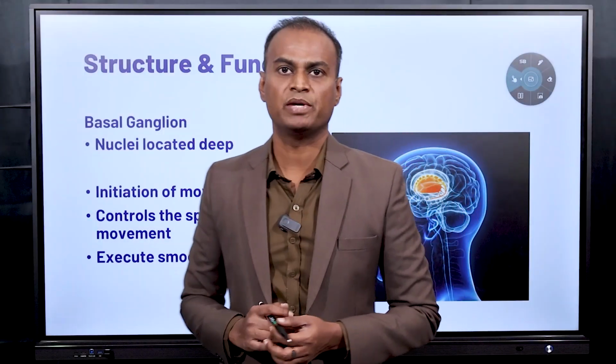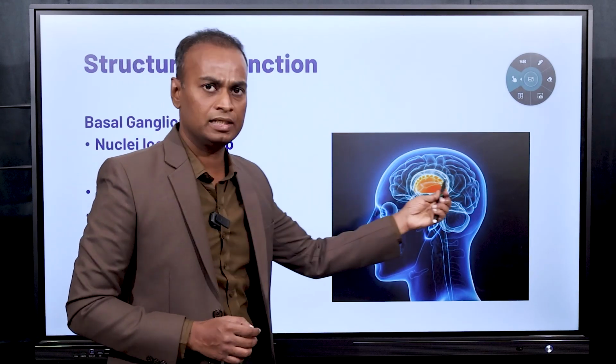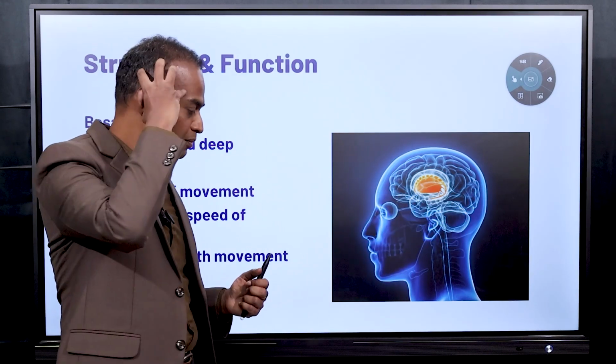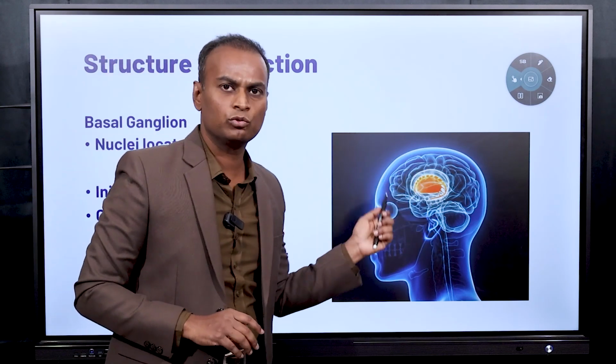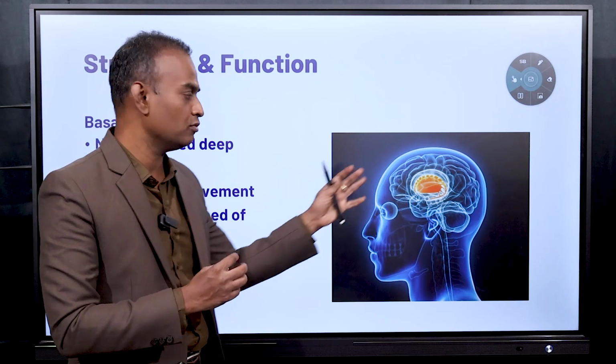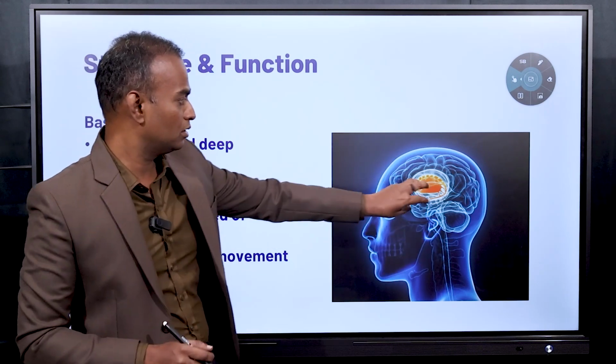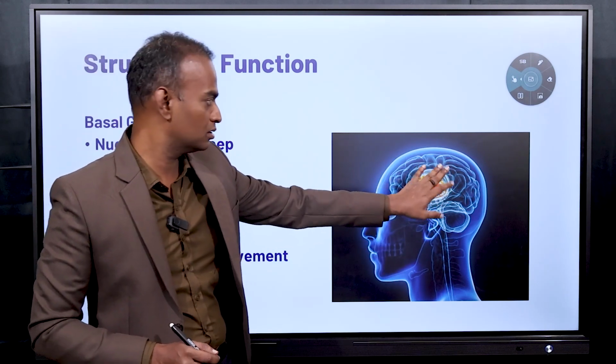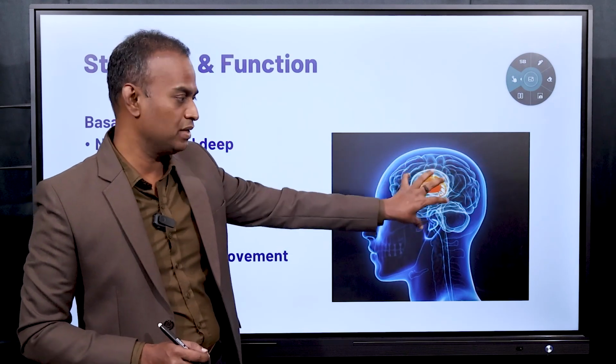Next important structure is basal ganglia. Basal ganglia, you can see, is in the middle of the brain. It is deep inside. There are different nuclei. A nucleus is an accumulation of nerve cell bodies within the white matter. There are a lot of structures in the middle of the brain, and these different structures are known as basal ganglia.